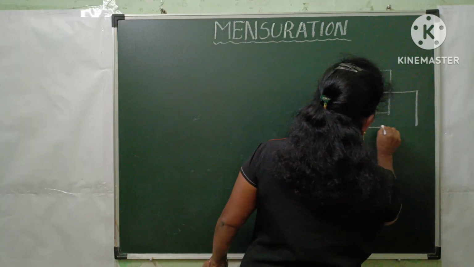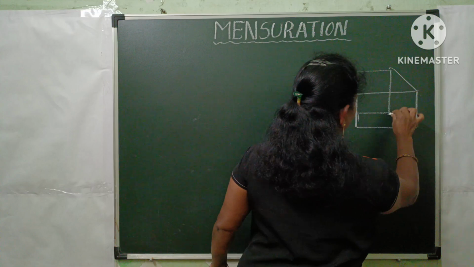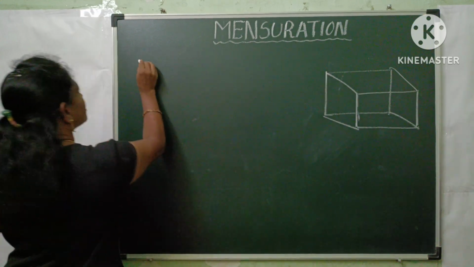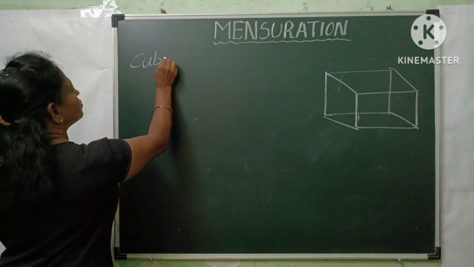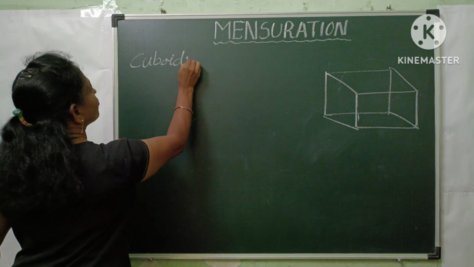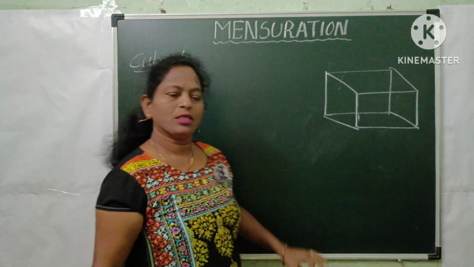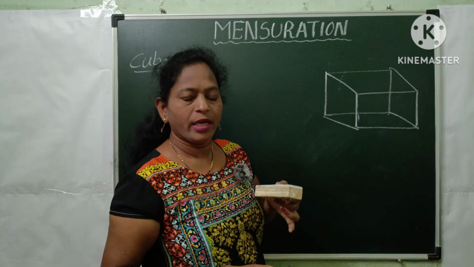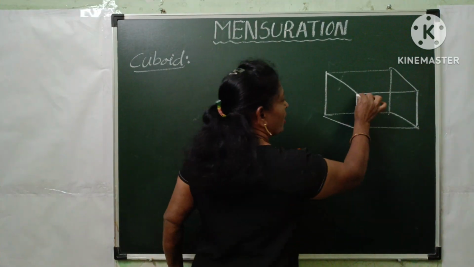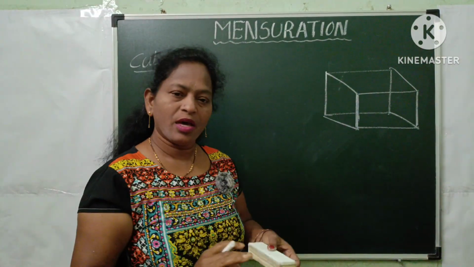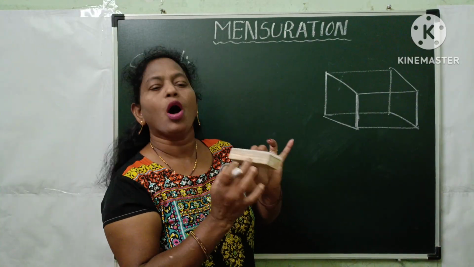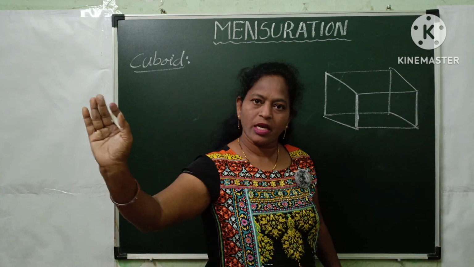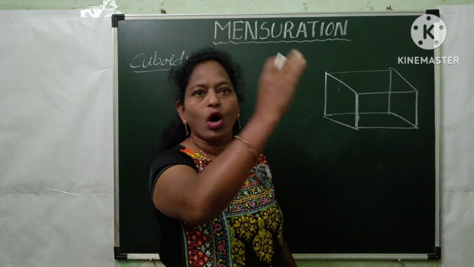This is the cuboid shape. Okay, this is a cuboid. First one, cuboid. It has 6 rectangular faces, 12 edges and 8 vertices. Now, these are rectangular faces. Rectangular faces means opposite sides are equal. Suppose in this room also, opposite sides are equal. These opposite walls are equal.